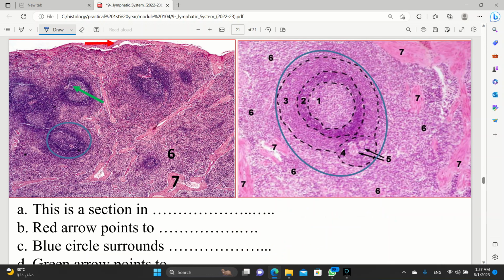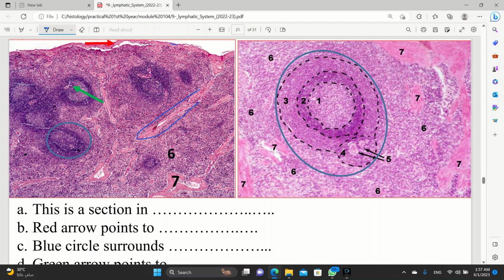Oh, I can see some sort of aggregated circular something, and the rest is something else, and I can see some trabeculae here, and a capsule. Oh, that's a spleen, isn't it? So basically, now we're having a master's degree in spleen. That's so easy. Who's that? That's a capsule. So the red arrow points to the capsule. Of course, that's a section in a spleen.